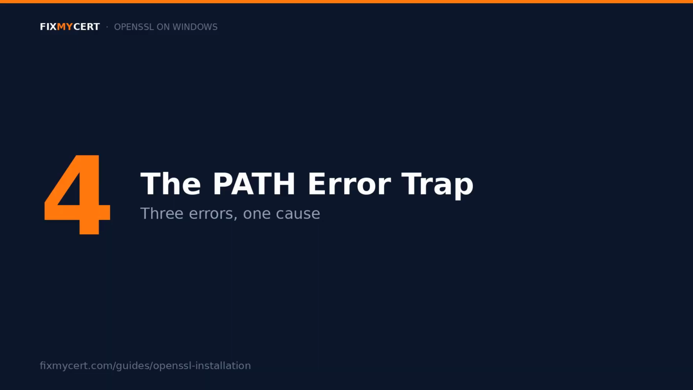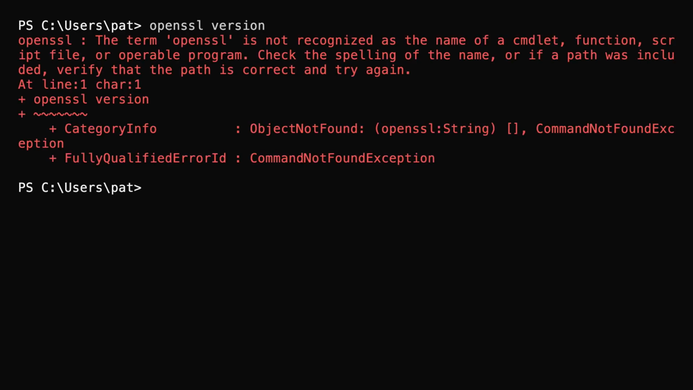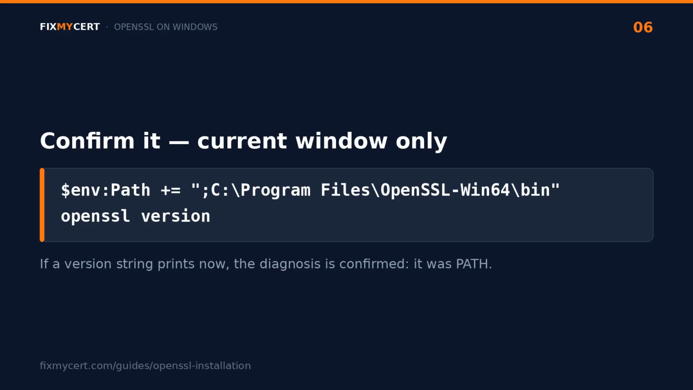All right, on to part 4, the notorious path error trap. I guarantee you've probably seen one of these 3 exact error strings pop up in Command Prompt, PowerShell, or Git Bash. And the natural reaction is to panic, assume the whole installation failed, and try installing it all over again. But, spoiler alert, getting this error does not mean your installation failed. In almost every single case, the binary is sitting exactly where it should be on your hard drive. The issue is just that your shell can't find it.